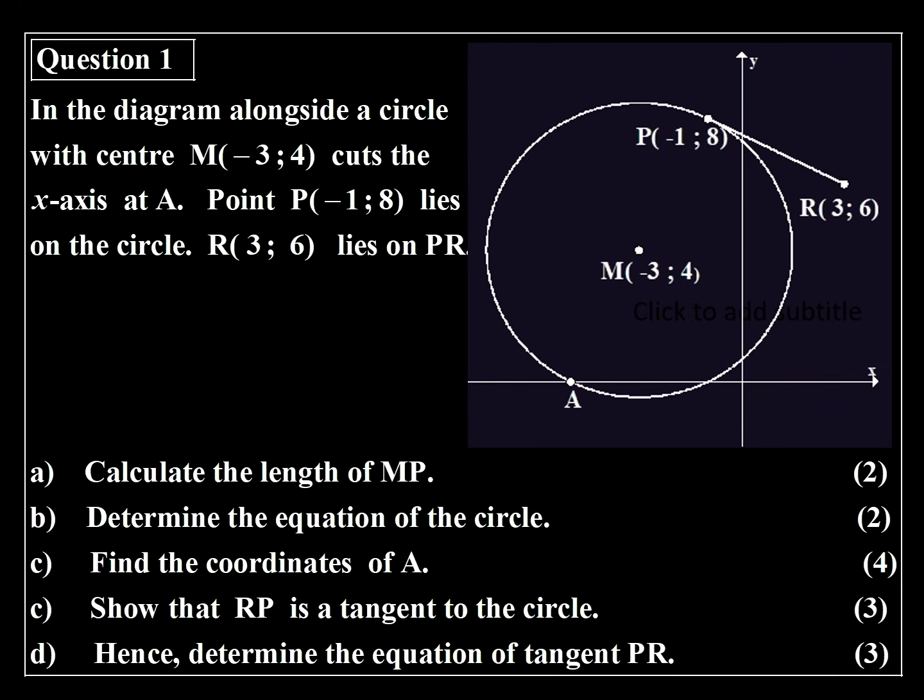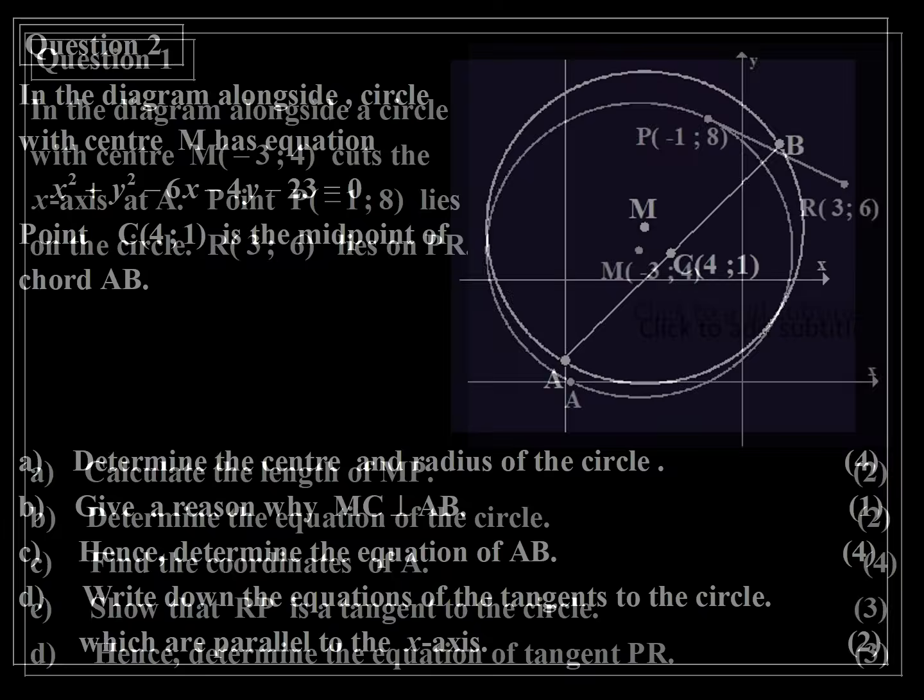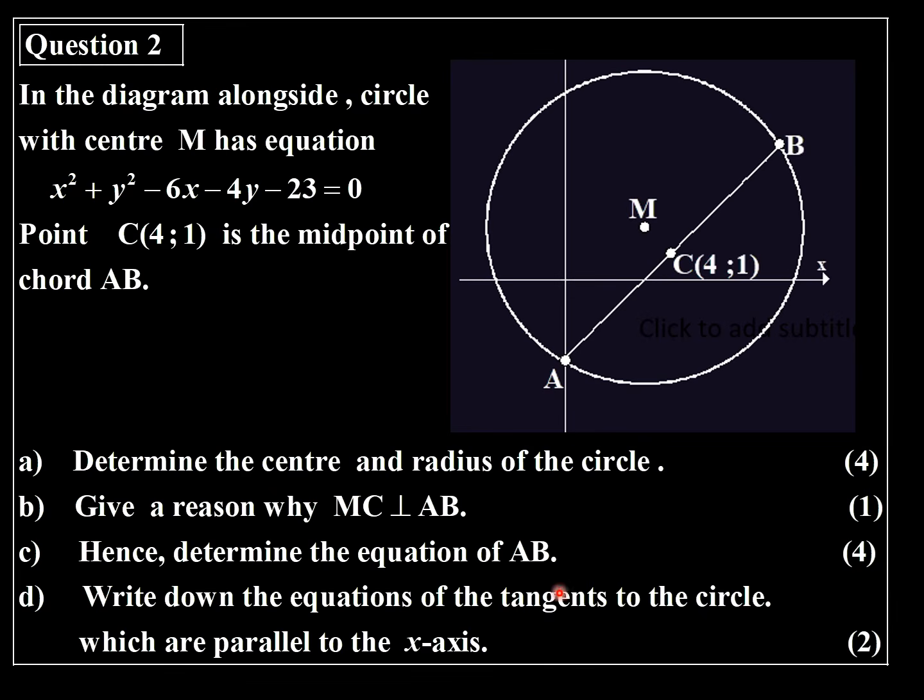Let's just go through these questions. We're not going to solve them. See there, they want you to work out lengths, you want equations of circles, you want coordinates, and you want to show whether something is a tangent, and then you want the equation of a tangent. Very straightforward questions there. The same here, find the center. So there you have that. You must now remember, use completing of the square to do that. Now you must give us maybe some reason why they are perpendicular. Then we want the equation of a tangent.